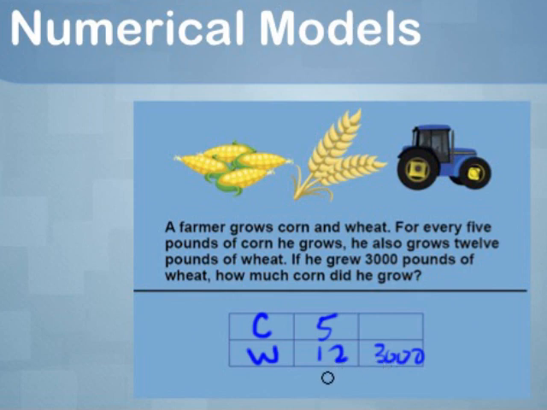To go from 12 to 3,000 involves multiplying by 250. To find the corresponding value for corn, multiply 5 by 250 to get 1,250. The ratio of 1,250 to 3,000 maintains the basic ratio of 5 to 12. So the farmer grew 1,250 pounds of corn.